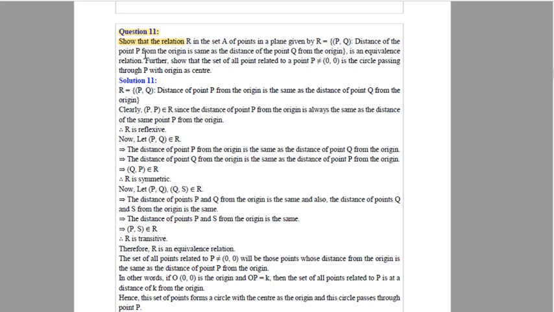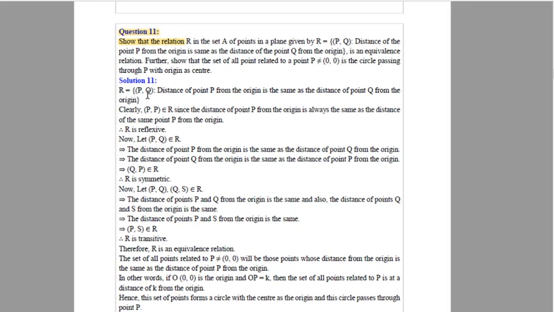Question 11. Show that the relation R in the set A of points in a plane, given by R = {(P, Q): the distance of the point P from the origin is the same as the distance of the point Q from the origin}, is an equivalence relation. Further, show that the set of all points related to a point P not equal to (0, 0) is the circle passing through P with the origin as the center.